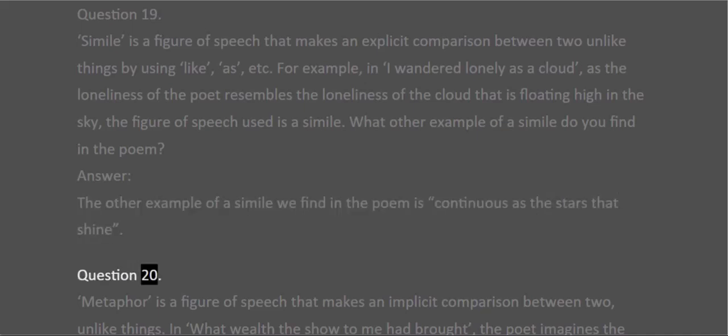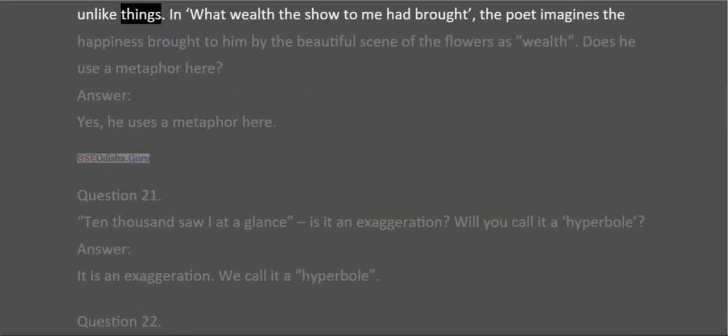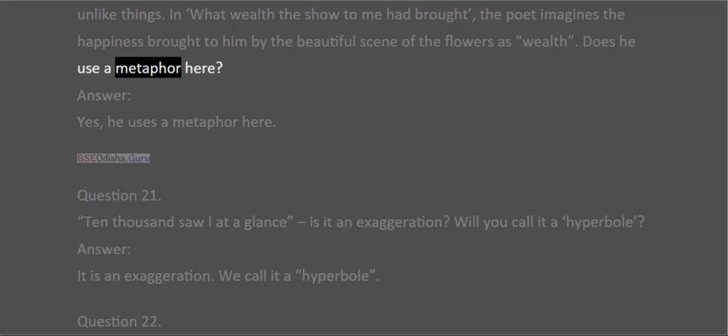Question 20. Metaphor is a figure of speech that makes an implicit comparison between two unlike things. In What Wealth the Show to Me Had Brought, the poet imagines the happiness brought to him by the beautiful scene of the flowers as wealth. Does he use a metaphor here? Answer. Yes, he uses a metaphor here.